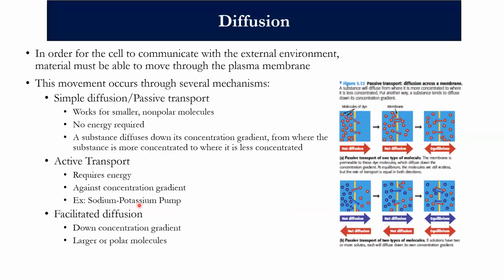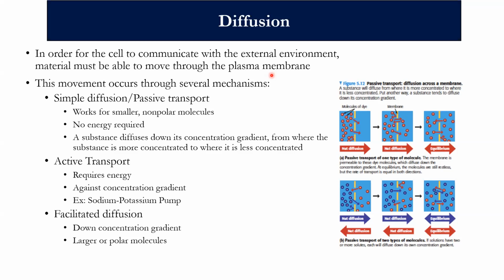So in order for the cell to communicate with the external environment, materials must be able to pass through the plasma membrane or cell membrane. Here I wrote plasma membrane, but it really depends. Plasma membranes are usually around organelles, and cell membranes are usually around cells. But essentially both of them are semi-permeable and both have to communicate with their external environment. I sometimes use them interchangeably, and I don't want to confuse you because that's actually not correct. I shouldn't be doing that, but most people tend to.